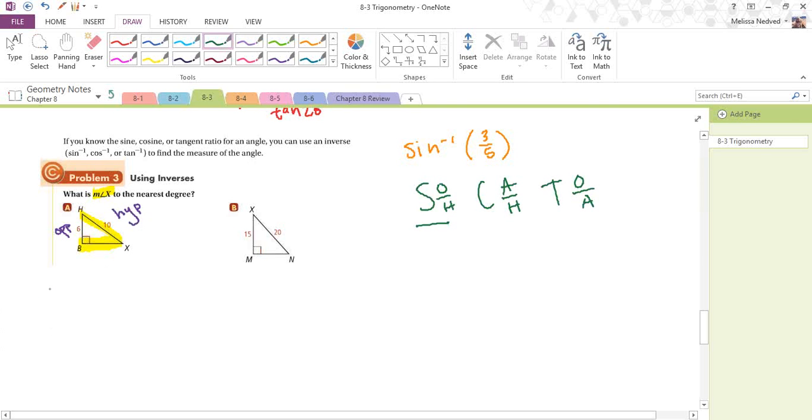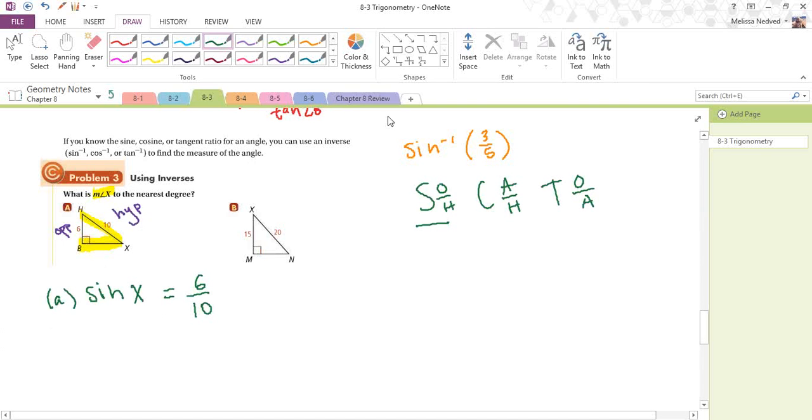So part A, I'm going to set up sine of my angle. Now, unlike the last examples, I don't know the angle measure. I'm not going to put an angle in here. I'm going to put a variable, just like we did in the very beginning. Sine of x equals, opposite is 6 over 10. So I need to get x by itself. We don't divide by sine. That's not how trig functions work. I can't undo sine by dividing by it.